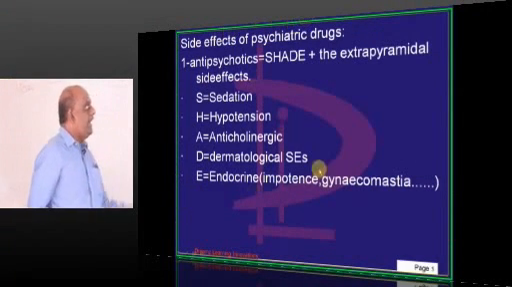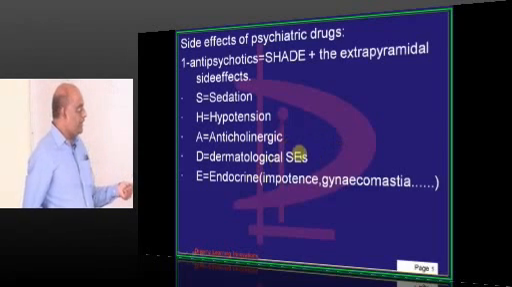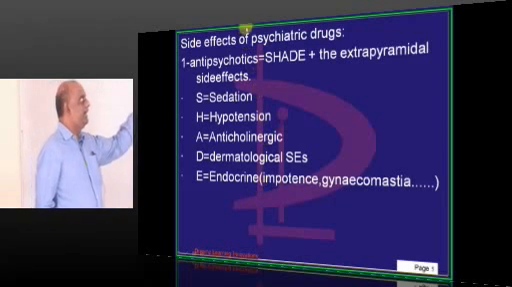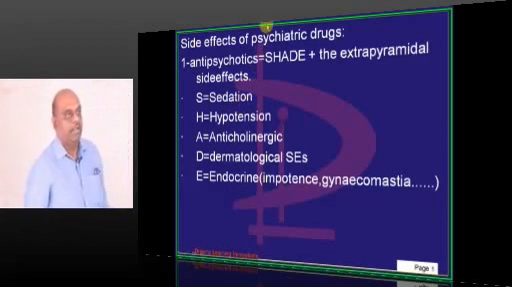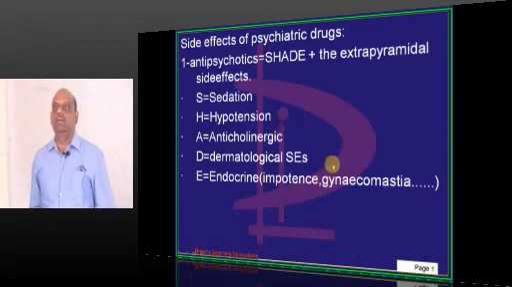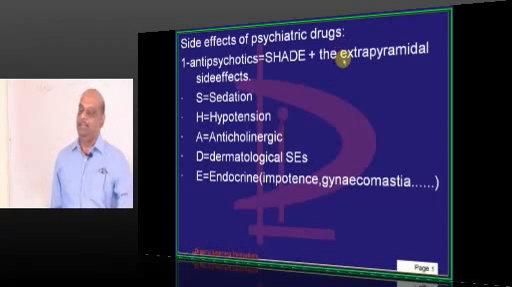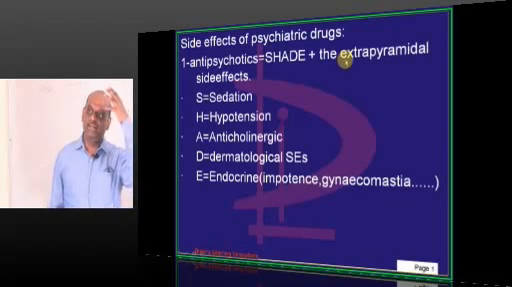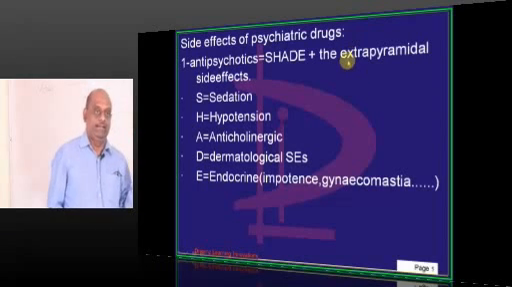So sedation, hypotension, anticholinergic effects, dermatological side effects and endocrine effects like impotence and gynecomastia, they are all basically related to antipsychotics. Why impotence? Mind is the biggest sex organ. It is not the peripheral sex organs of the body. So impotence can be vasculogenic, then it is peripheral, but in a good number of people it is psychogenic.